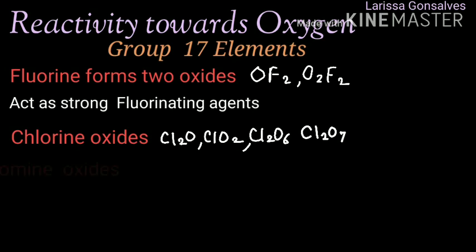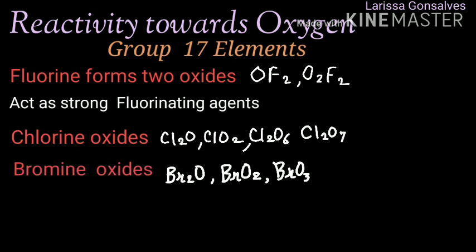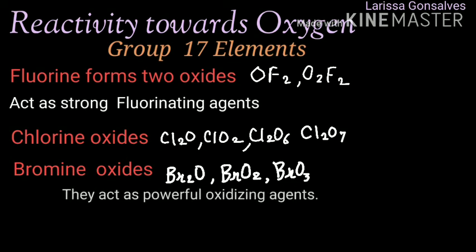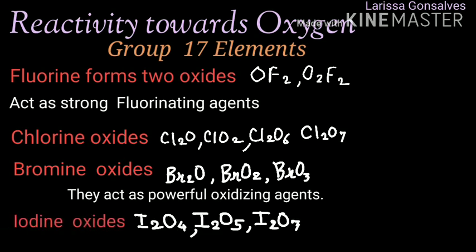Bromine oxides like Br2O, BrO2, BrO3 are the least stable halogen oxides. However, they act as powerful oxidizing agents. Oxidizing agents means they can accept electrons. Iodine oxides like I2O4, I2O5 and I2O7 are insoluble solids, but they decompose when heat is applied.